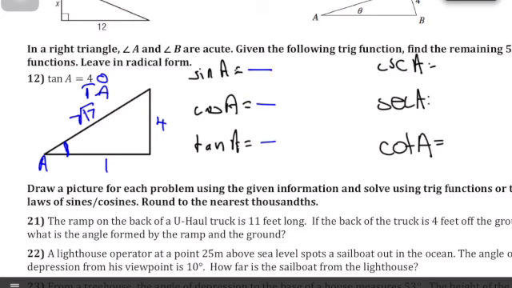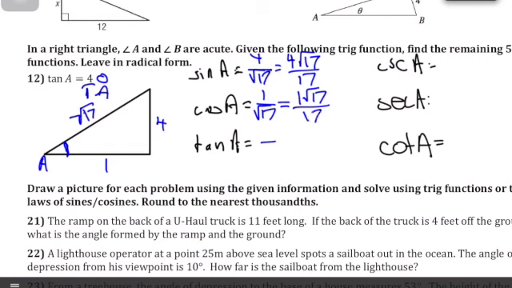Now let's go ahead and find the rest of our trig functions. So we know that sine is going to be the opposite value, so 4 divided by the hypotenuse, so in this case 17. I go ahead and rationalize that to get 4 radical 17 over 17. Cosine is going to be my adjacent value divided by my hypotenuse value. If I rationalize that, that'll give me 1 times the square root of 17 divided by 17.